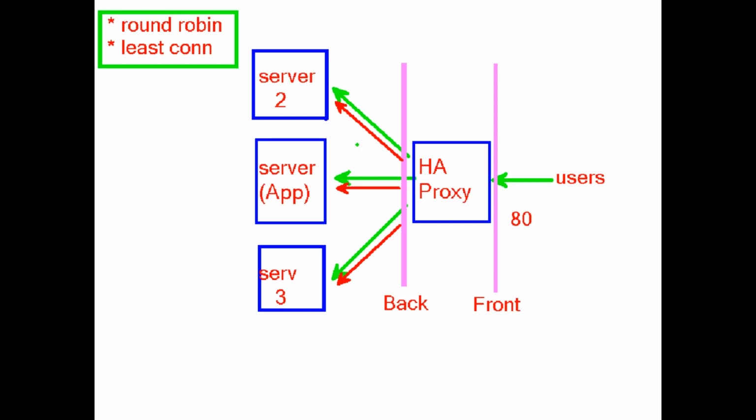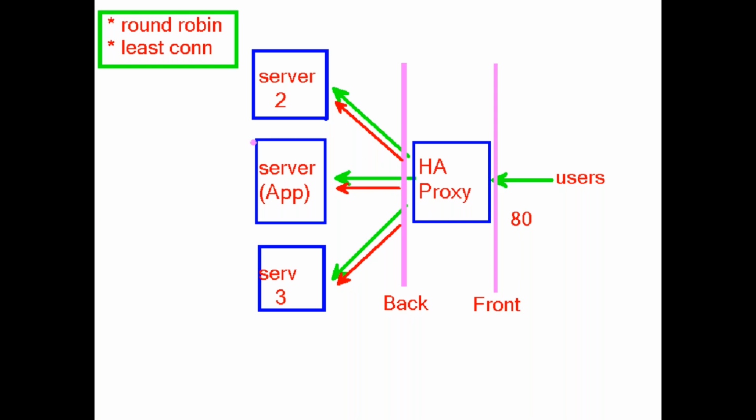If it is round robin, how will it work? You see this: the first request goes to the first server, the second request goes to the next server, and again the next request goes to the third server. So HAProxy will distribute the requests to its backend servers.